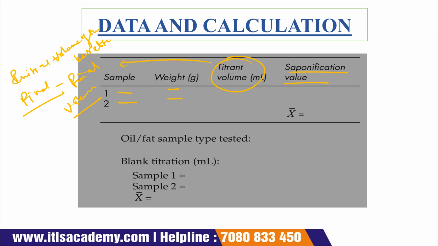Now here, oil or fat sample type tested: here we write down the name of the sample. Then this is for the blank titration in ml. This is for sample 1 in ml and sample 2 in ml. That is your titrant volume. And here we take the mean of this. Suppose we have sample 2, and this is again for sample 3. Then we take the mean of these.